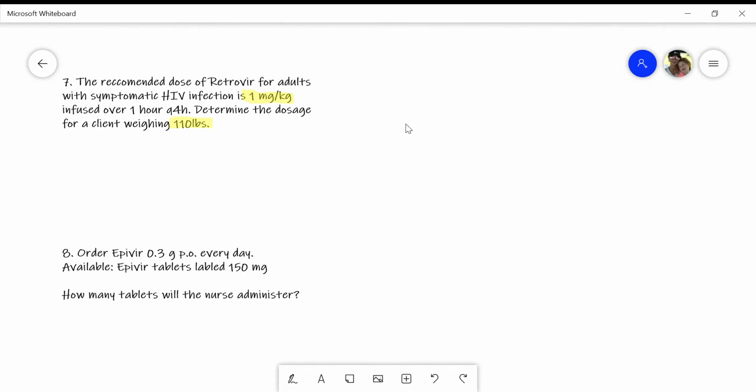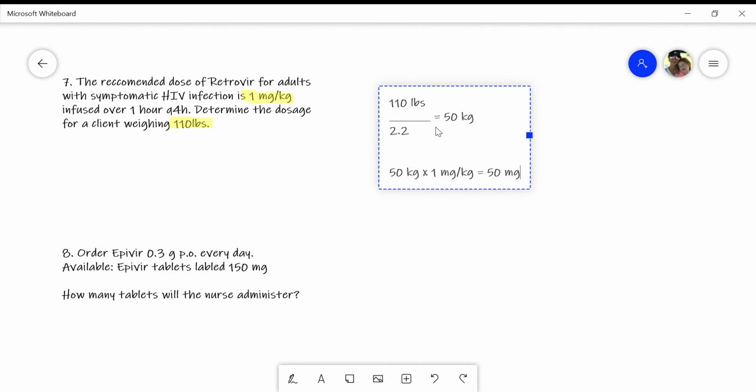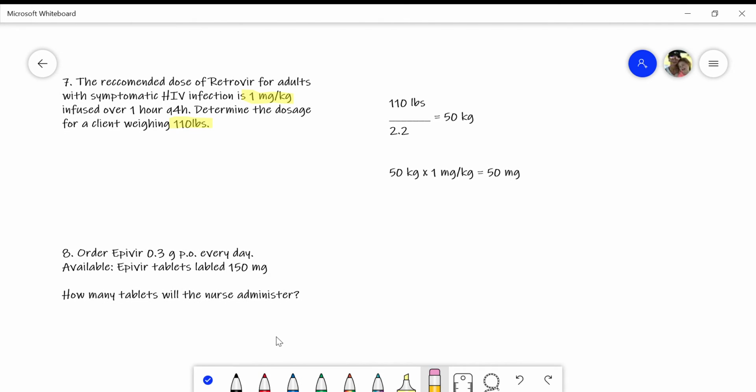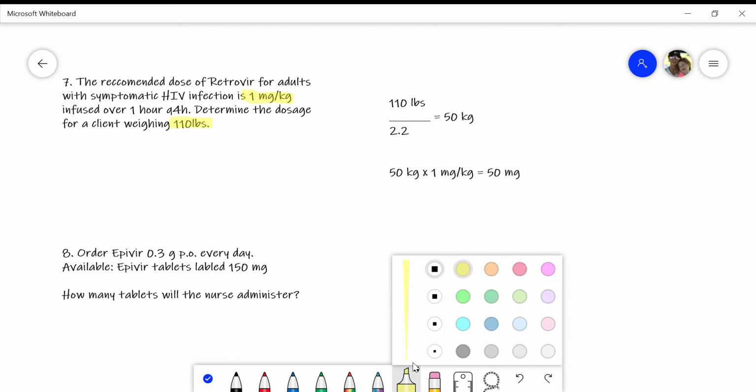Okay, so 110 pounds divided by 2.2 for your conversion factor is going to give you 50 kilograms. And then this part's pretty easy, but like I said, I usually do all this in my head. So 50 kilograms times 1 milligram a kilogram is going to give you 50 milligrams. So that's your dose, because it's 1-to-1.